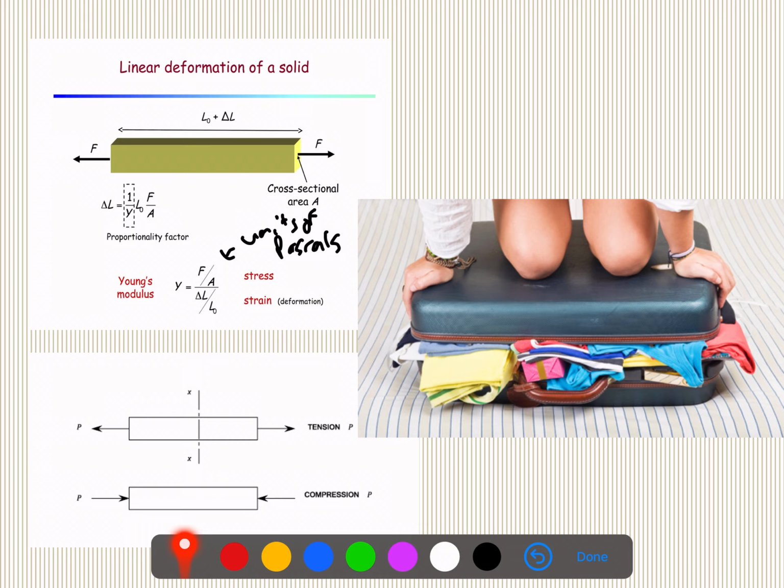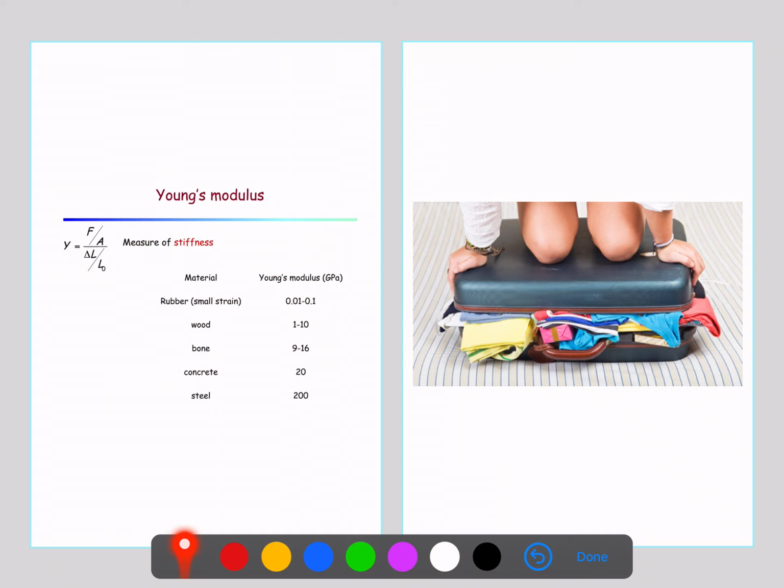So different substances are going to be more easily or with more difficulty stretched or compressed. So if we look at a chart of different materials, we'll see that things that are rather stretchy are going to have a very low Young's modulus for their constant. And things that are not very stretchy, such as steel, are going to have a very high Young's modulus. So you can think about this a little bit like a measure of stiffness.